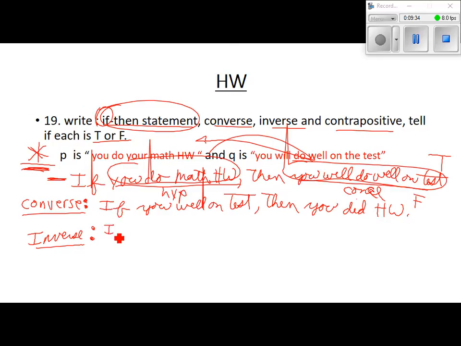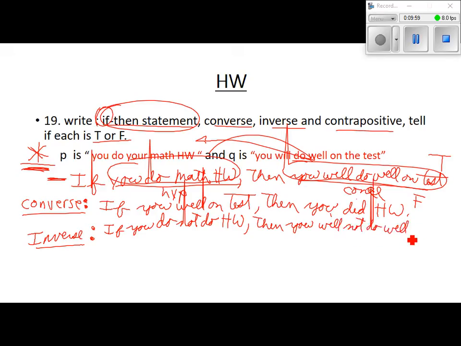All right, if you do not do, and I'm starting to shorten this up because I hate writing, if you do not do your homework, then you will not do well on the test. Is that true or false? Sure.